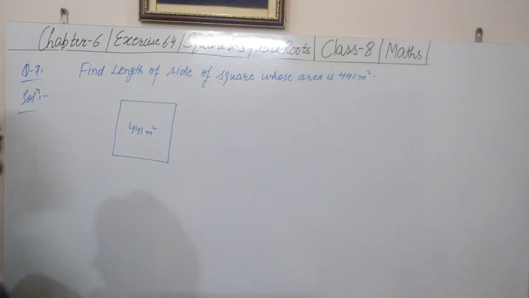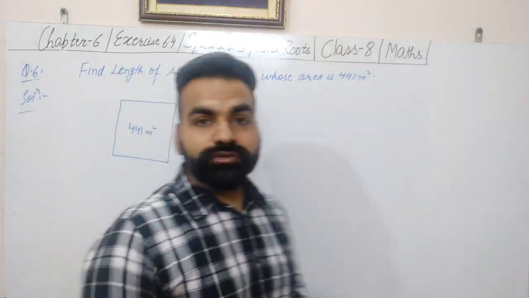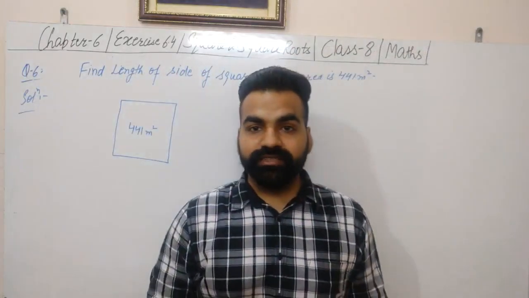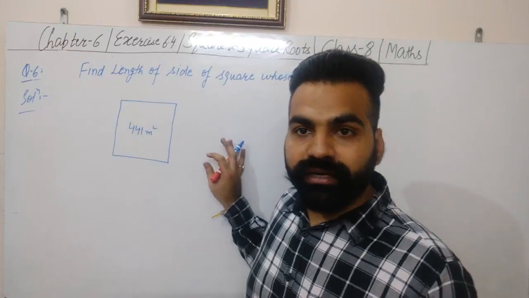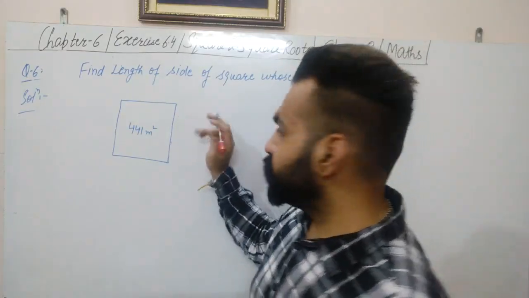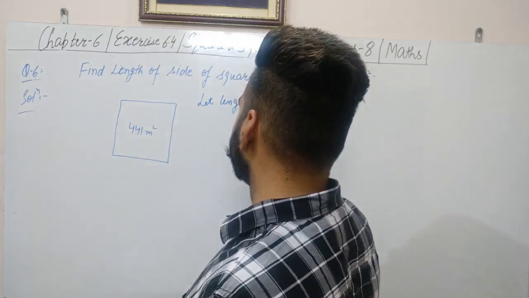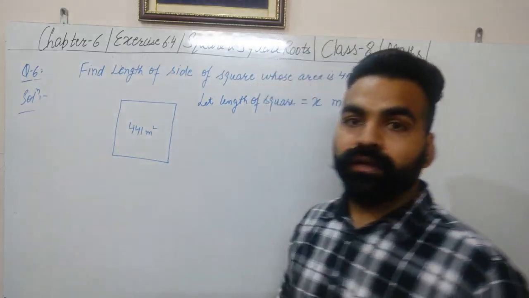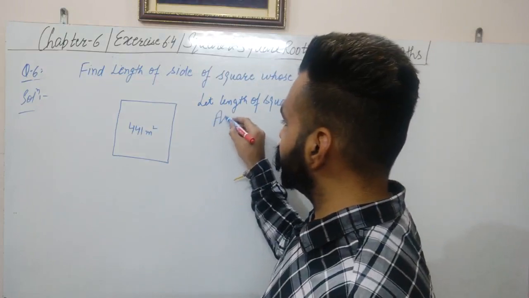So now question number 6. Find length of the side of square whose area is 441 meter square. So there is a square whose area is 441, and we have to find the length of that square. So now we don't know the length, so we will let length of square equal to x meters. So if the length of the square is x meter, then what will be the area?